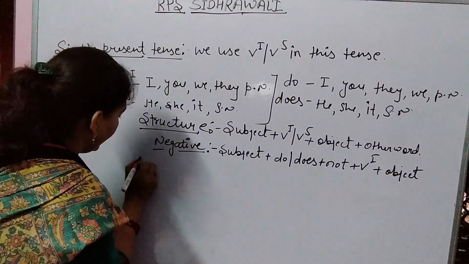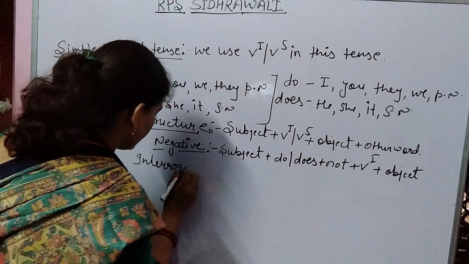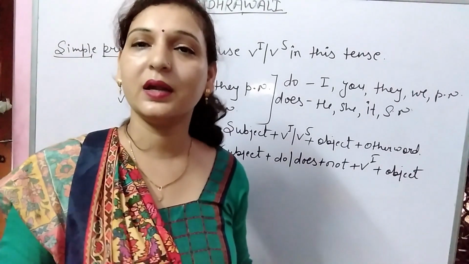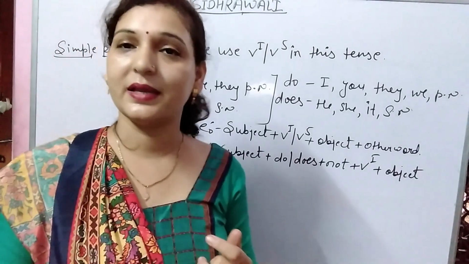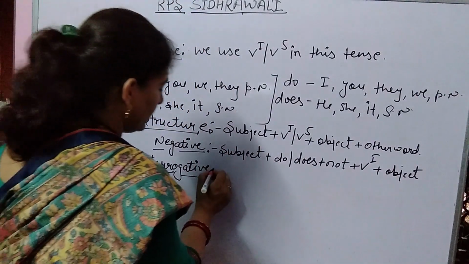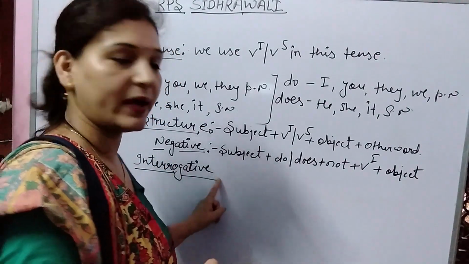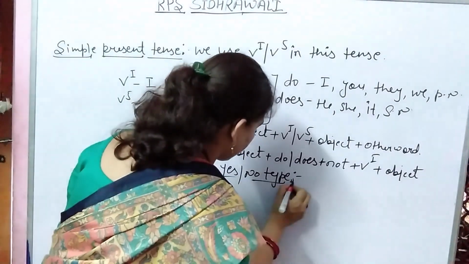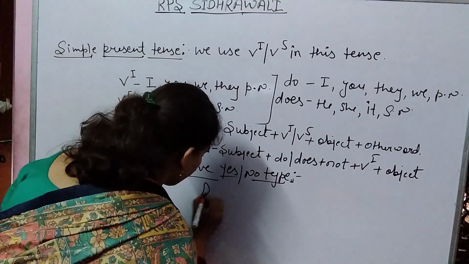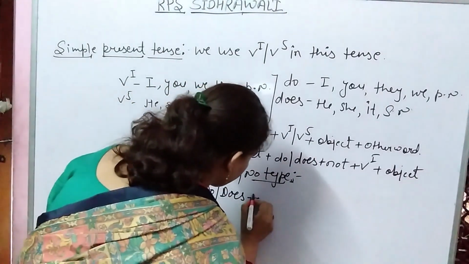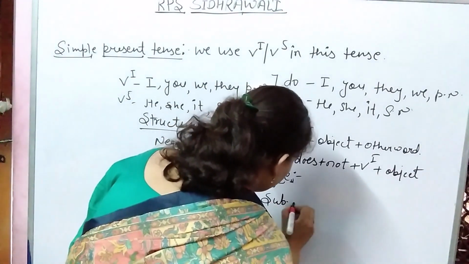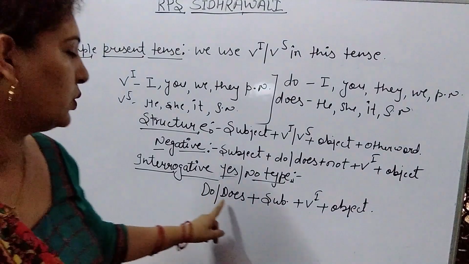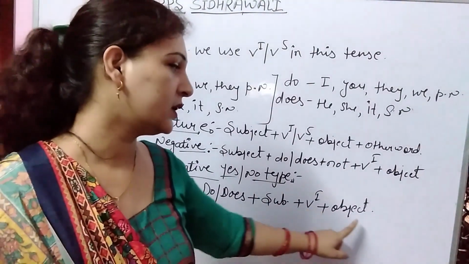And the structure of the interrogative tense. As you know, there are two types of interrogative tense: first, yes-no type, and second, WH words. Now, first I will tell you yes-no type questions. Do, does plus subject plus V1 plus object. Do, does, then subject, then V1, then object.